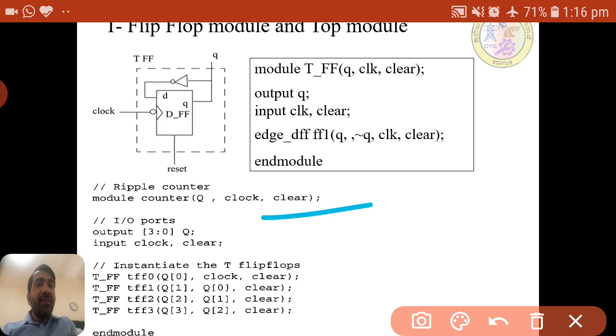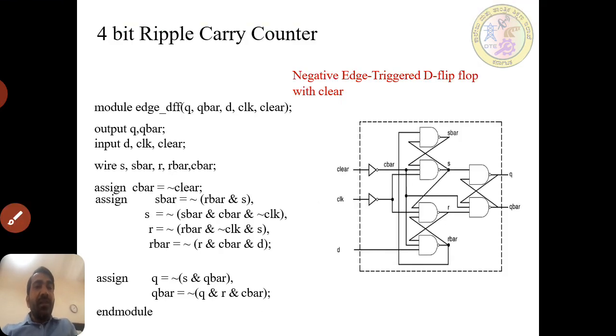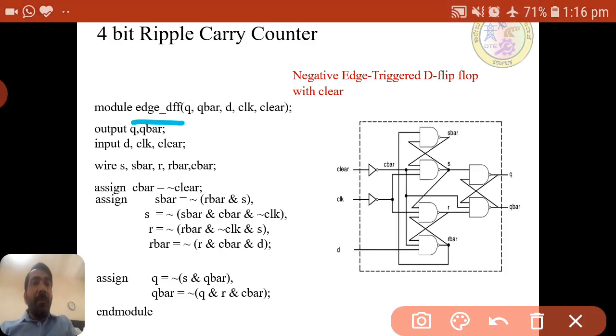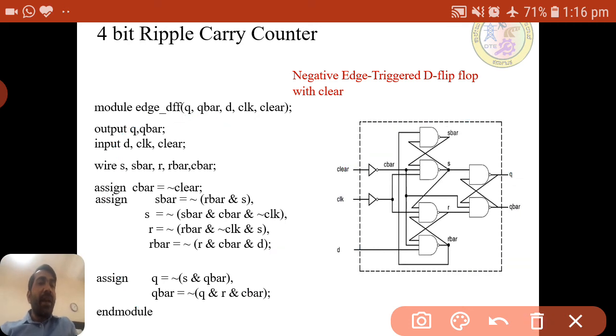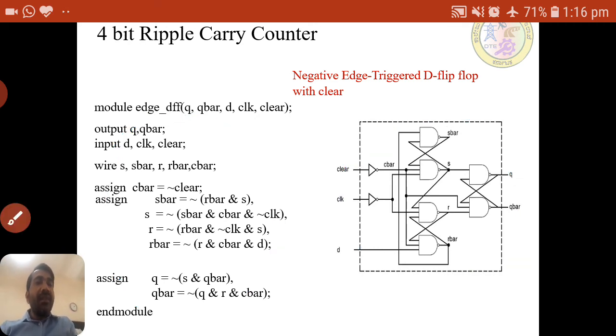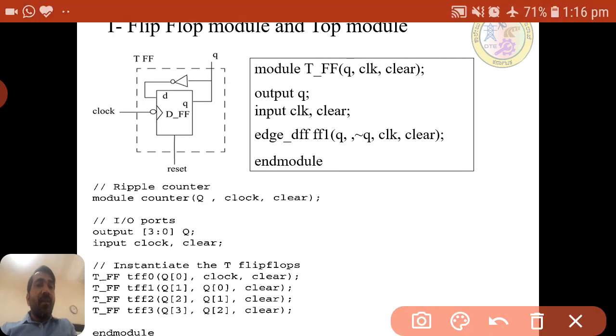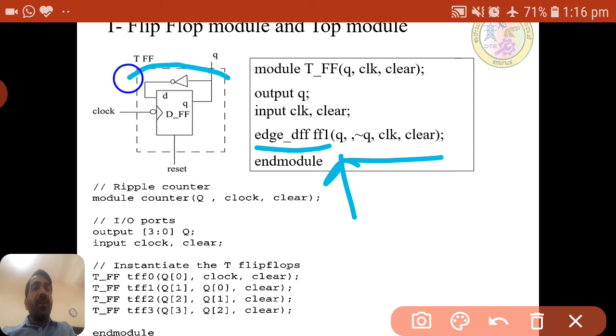How have we written it here? You can see here the module name edge underscore D flip flop. So individually we have written the T flip flop as a D flip flop with clock, like the 1-bit full adder, and that is what we are calling here. That is, the edge D flip flop we are calling here.